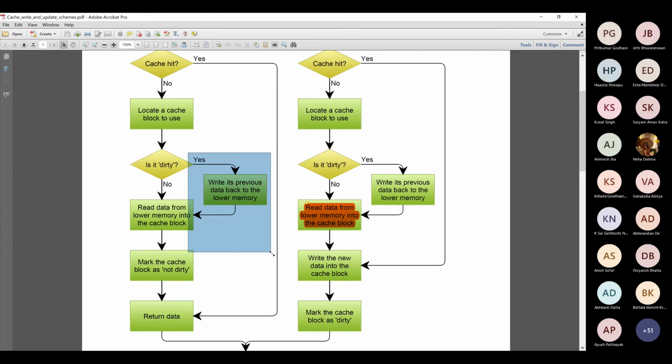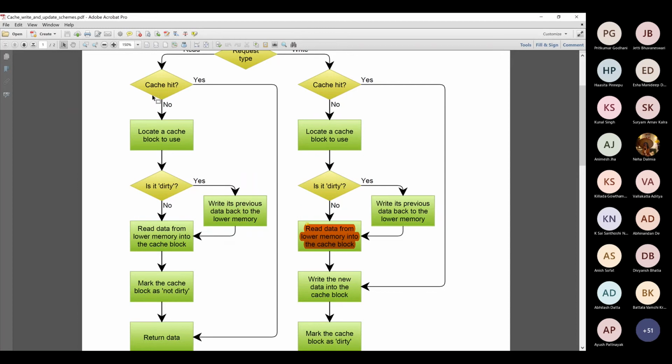No, you are not reading the block which is dirty. I'm reading a word from... There has been a cache miss. Oh, okay. Sorry. Yeah. This is a very important, good question.